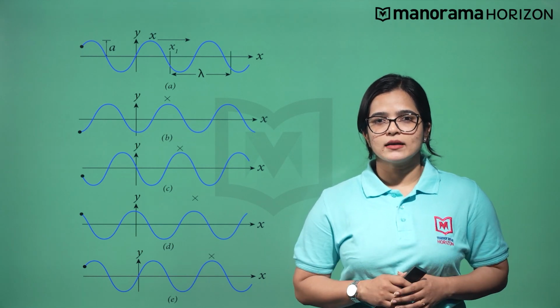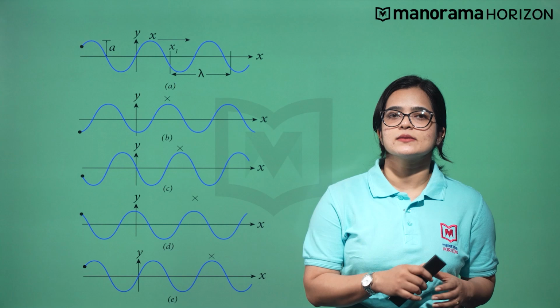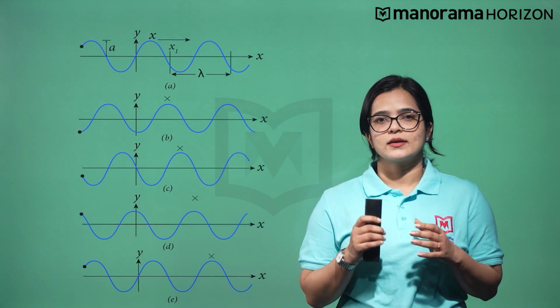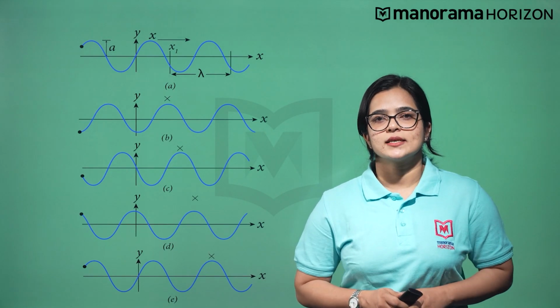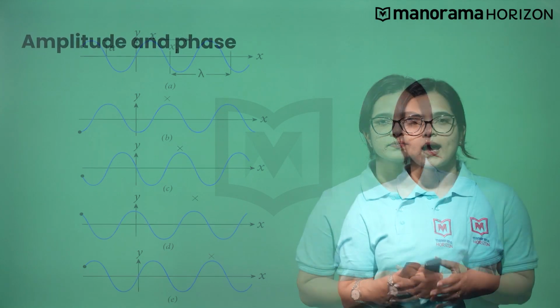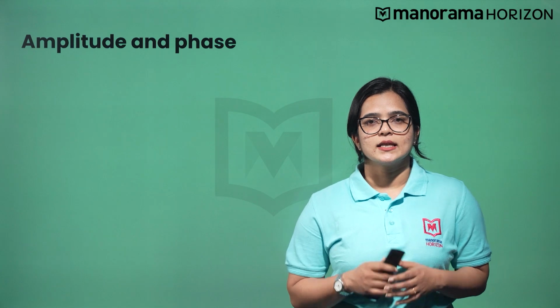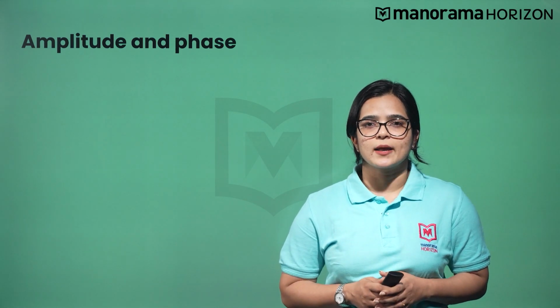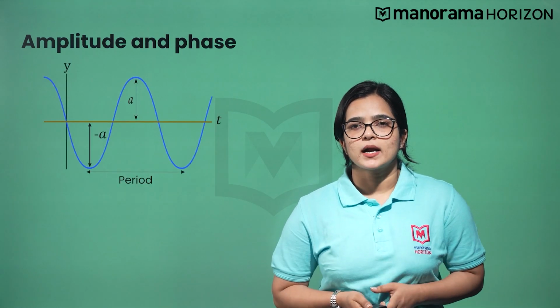We can also see that during the time the solid dot has completed one full oscillation, the crest has moved further by a certain distance. Let us define several quantities using this graph. Amplitude and phase. The amplitude and phase together describe the position of the particle.